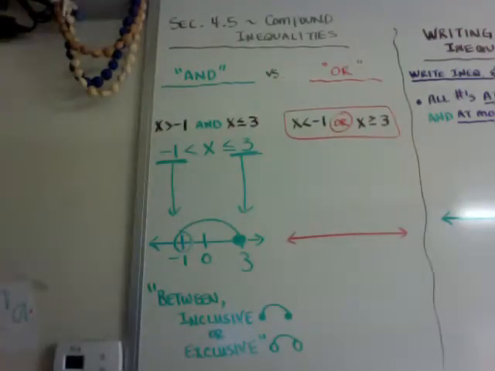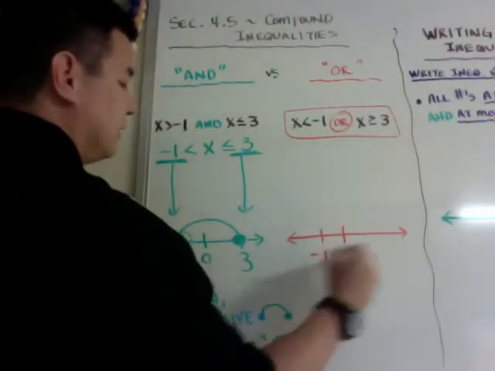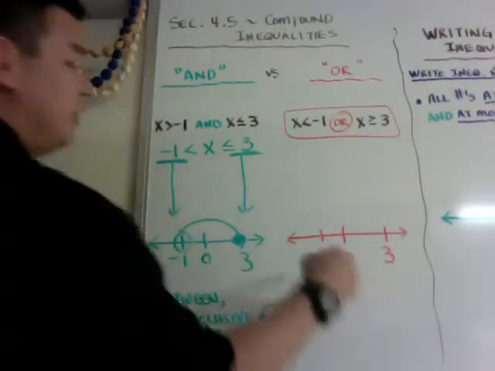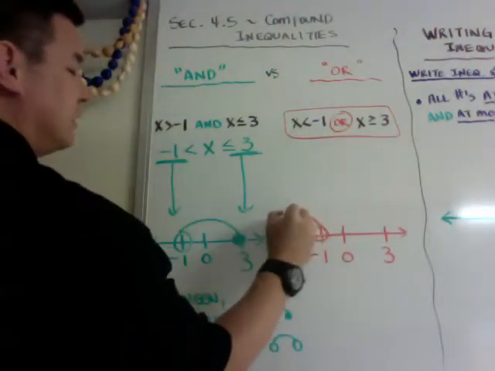So the way you graph it, put the 0, put the -1, put the 3, and you graph them individually. So x is less than -1 is an open circle going to the left.